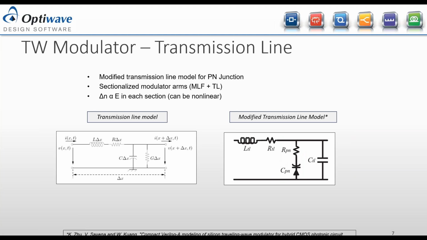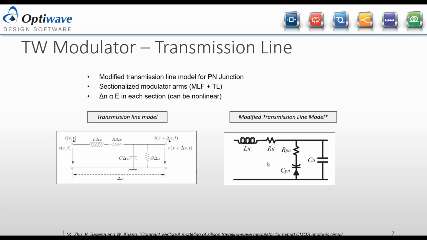So now let's look at how the transmission line looks on the inside and how we have modified the standard transmission line model in order to model the PN junction effects, which is the carrier injection or carrier depletion. The standard transmission line model, as I said in the previous slide, cuts the metal contact into multiple sections, and each section is modeled as an inductor, resistor, capacitor, and a conductance. These parameters are entered as per unit length and then distributed over the entire device.